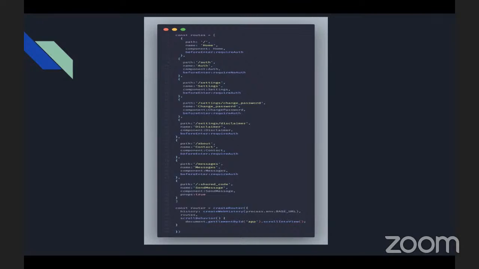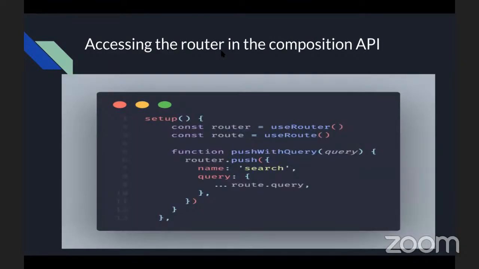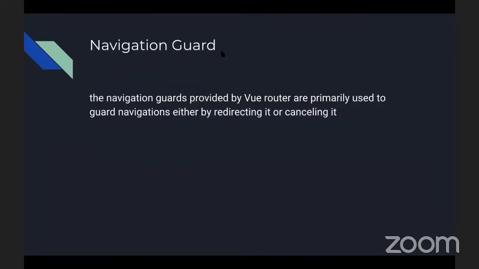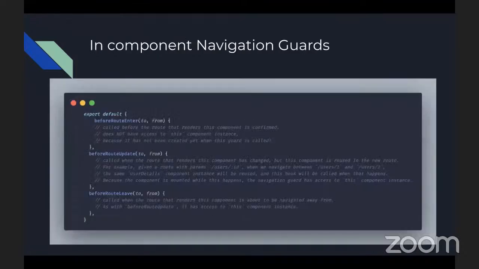But it goes through a series of guard checks, from the global level, then to the individual component's beforeEnter guards. Then it comes to the in-component guards. So the in-component guards are basically three: beforeRouteEnter, beforeRouteUpdate, and beforeRouteLeave. Just as I've left some comments down here.